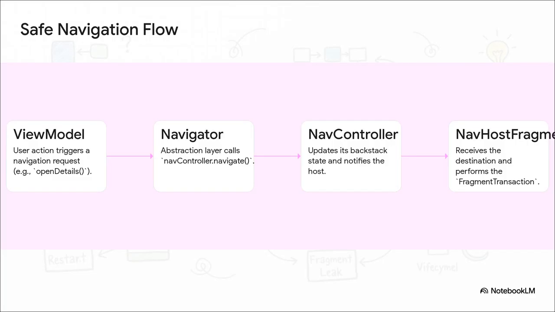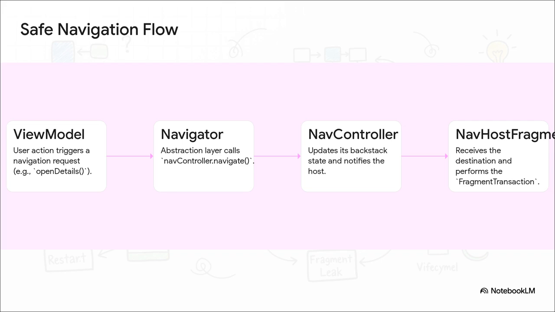So let's trace the flow step by step. A user taps a button, right? That triggers a navigation request in the view model. The view model then tells an abstraction layer, we'll call it a navigator, which in turn tells the nav controller to navigate. The nav controller just updates its state, the map, and notifies the nav host fragment. Only then does the nav host fragment, our driver, do the actual UI work.